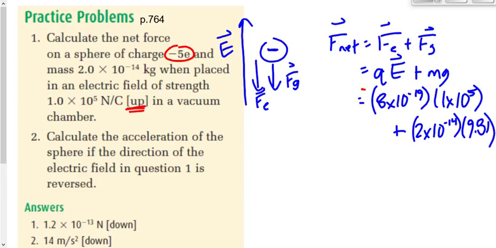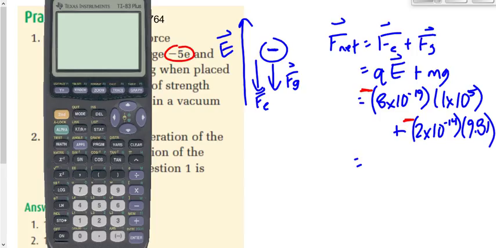This should be negative because it's down, and so should this. Let's calculate that number now. We get negative 8 times 10 to the negative 19 times 1 times 10 to the 5. Let's press equals, and then let's subtract from that bracket 2 times 10 to the minus 14 times 9.81.